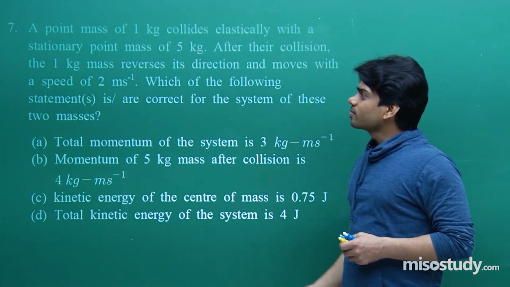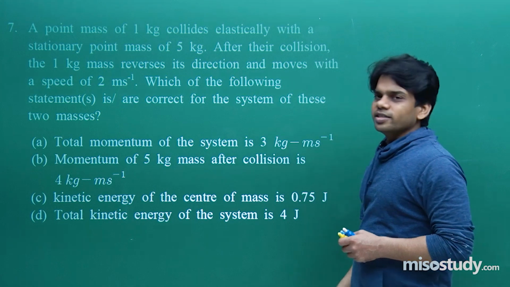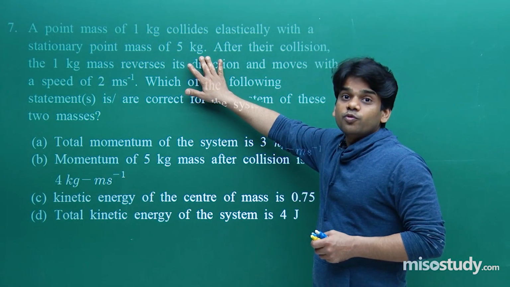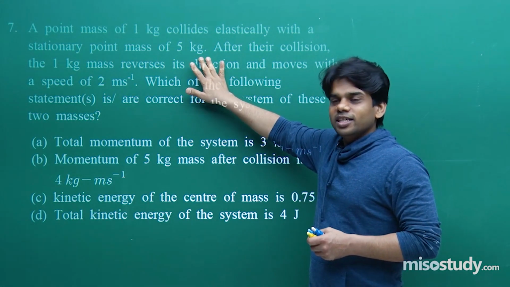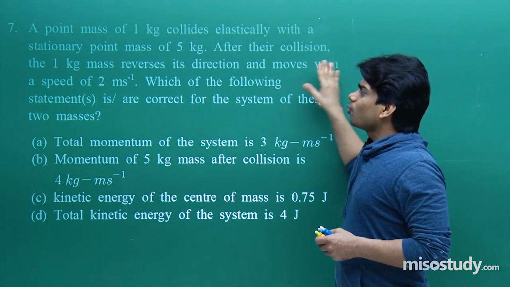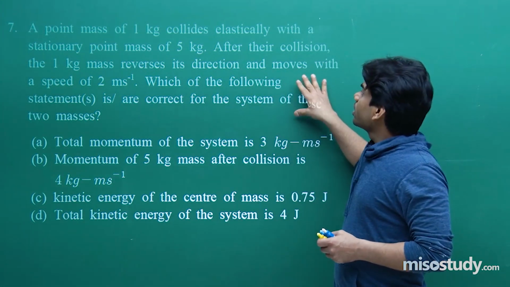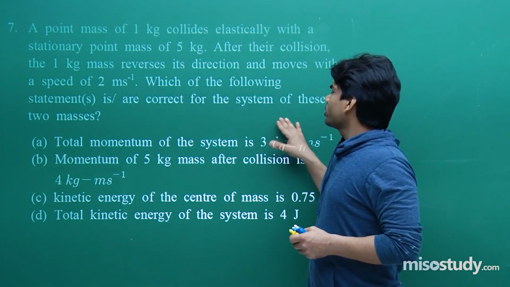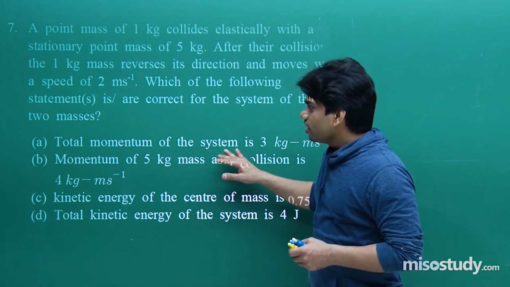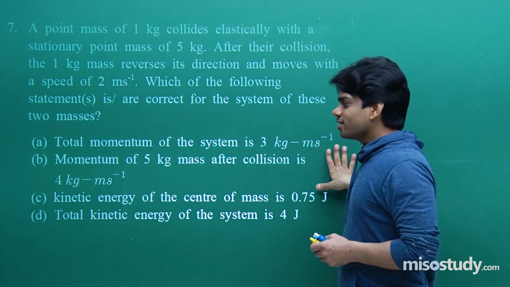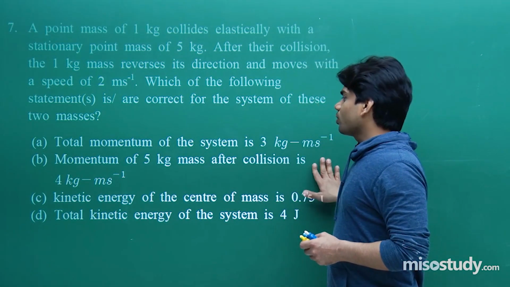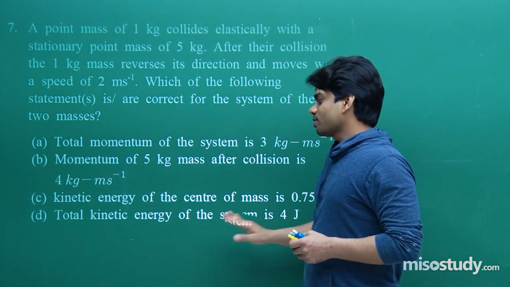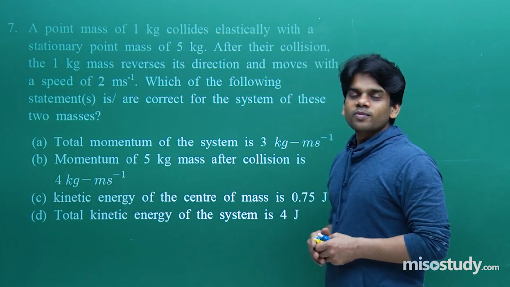Question number 7. A point mass of 1 kg collides elastically with a stationary point mass of 5 kg. So we have 2 point masses which are going to collide with each other. After their collision, the 1 kg mass reverses its direction and moves with a speed of 2 meters per second. Which of the following statements are correct for the system of these 2 masses? A, total momentum of the system is 3 kg meter per second. B, momentum of 5 kg mass after collision is 4 kg meter per second. C, kinetic energy of center of mass is 0.75 joule. D, total kinetic energy of the system is 4 joule.